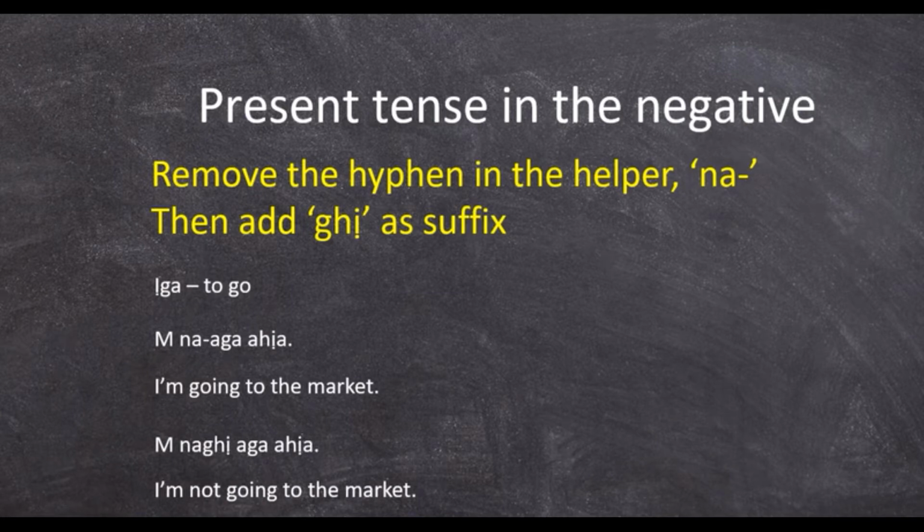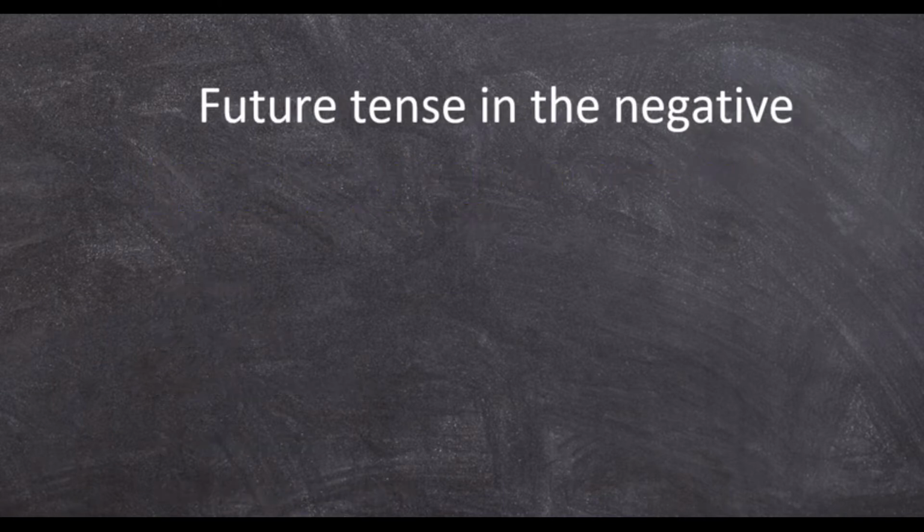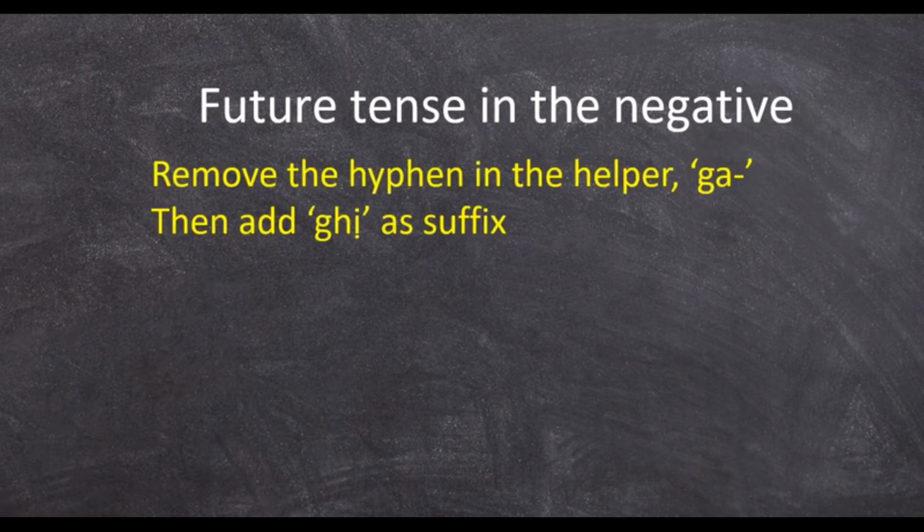Naga ahịa, I am going to the market. Nayi aga ahịa, I am not going to the market. Okay? Future is like that as well, except that you're going to add the ye to the ga. So add ye to ga to make it negative.